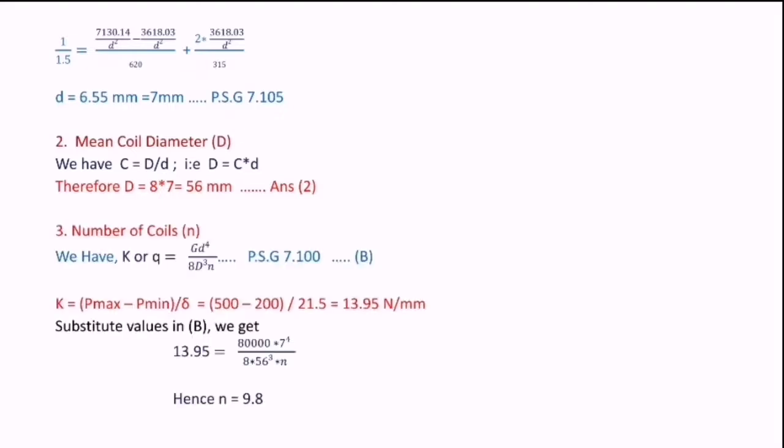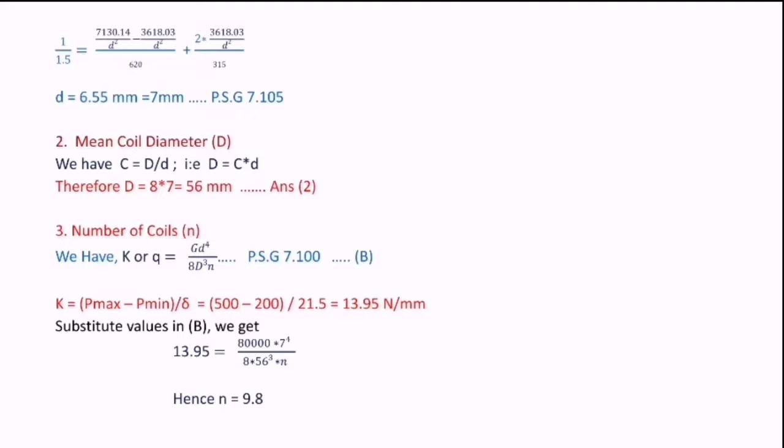Next step, finding out number of coils. For number of coils, I can either use relation of Y or I can use relation of K. So I will use the relation of K as G d raised to 4 divided by 8 D cube N. Now for this equation, I know the value of K as P max minus P min divided by delta.